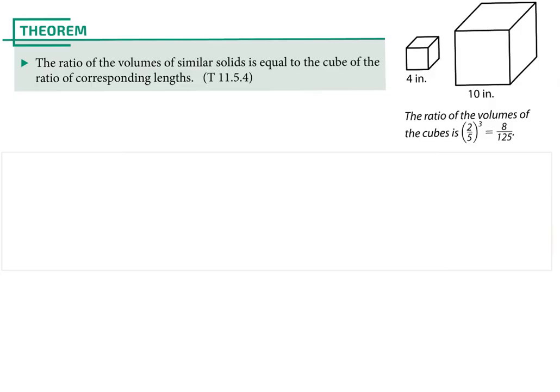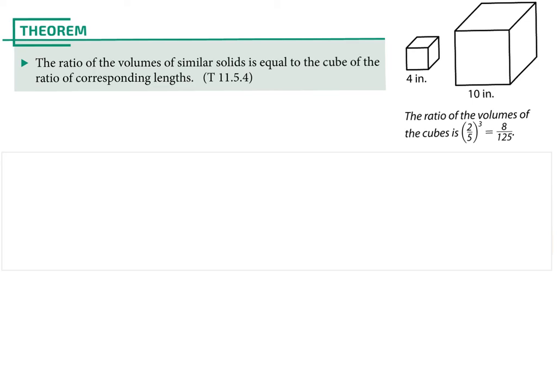So just like perimeter is 1 dimension, we have area, which is 2 dimensions. We can also compare volumes, but that is 3 dimensions. Since we took perimeter, that's the same ratio. For area, we squared it, 2 dimensions. For volume, you would cube the ratio.